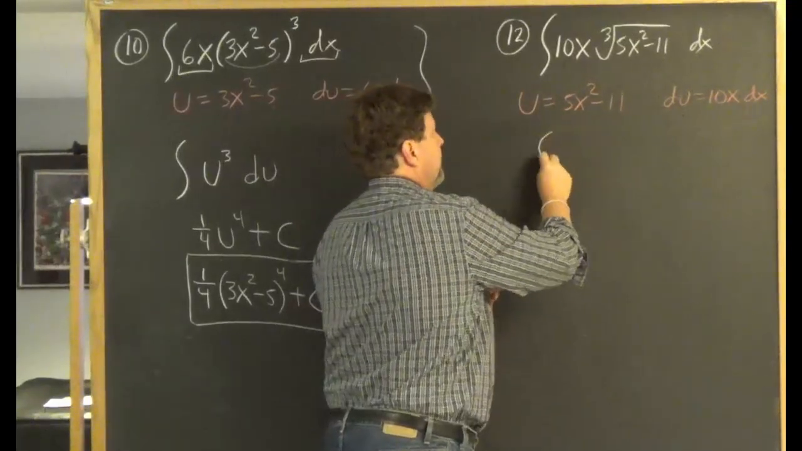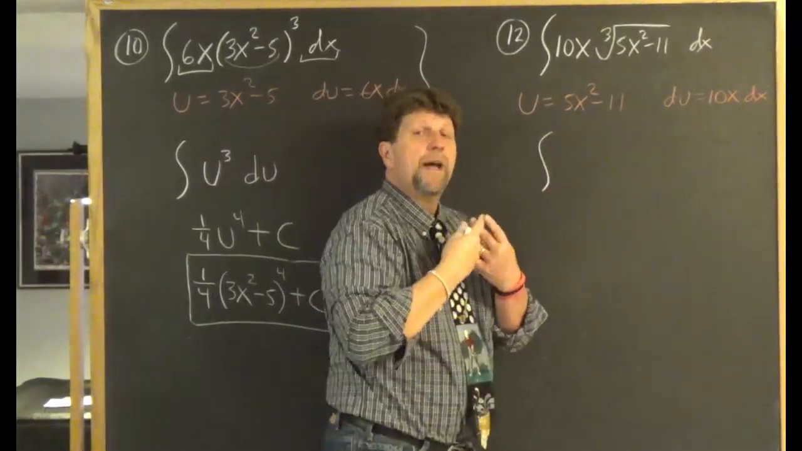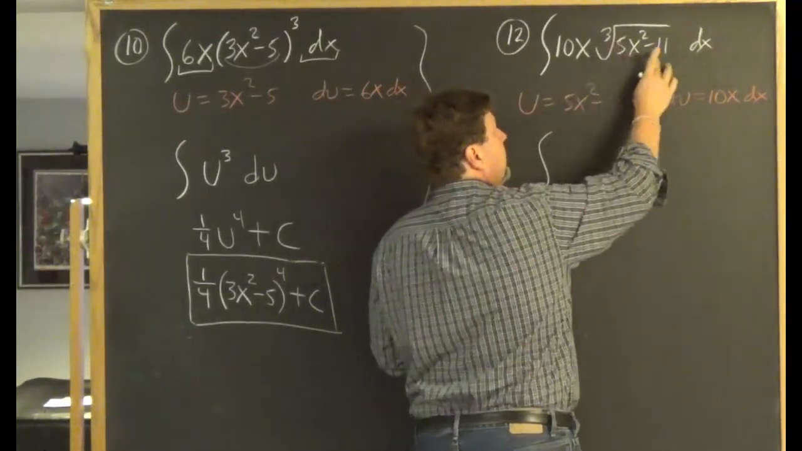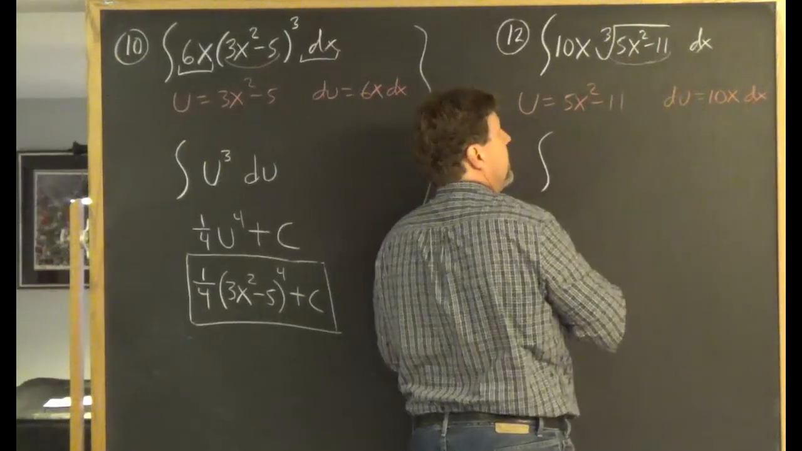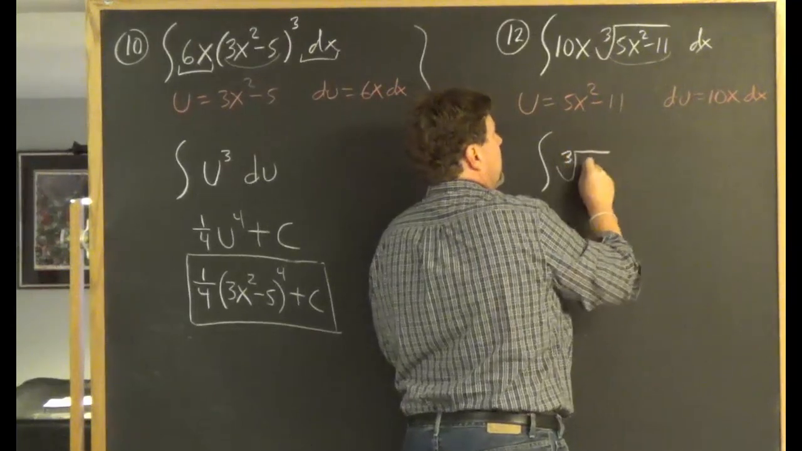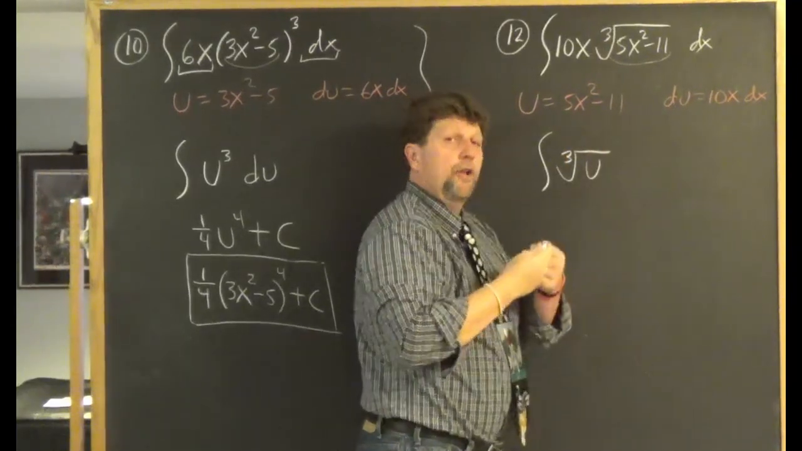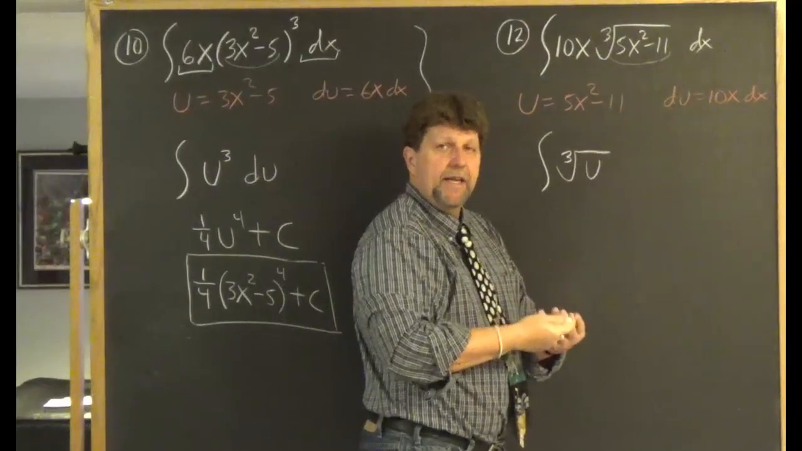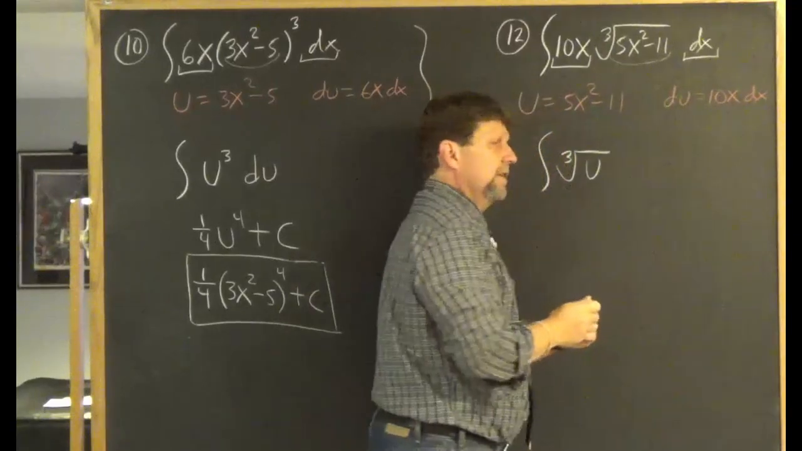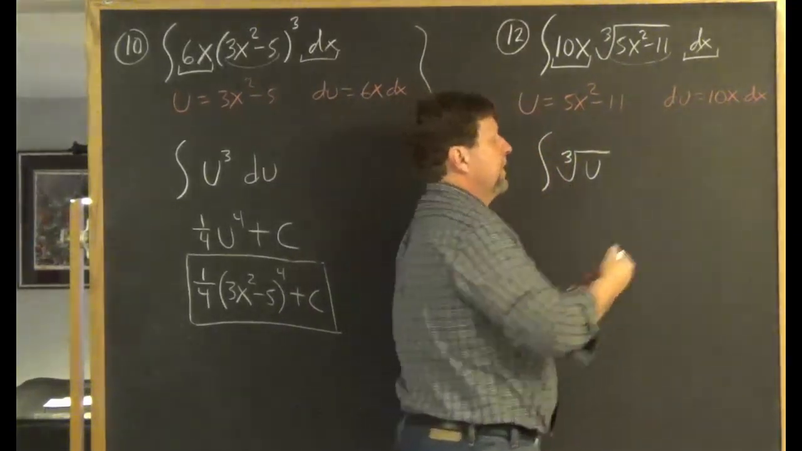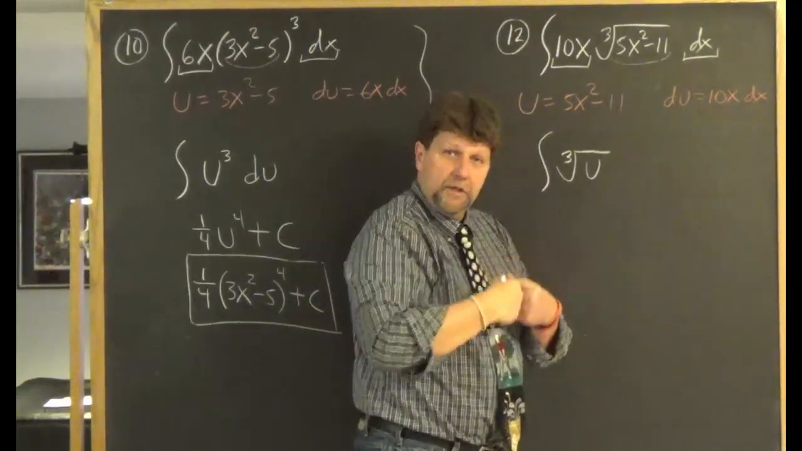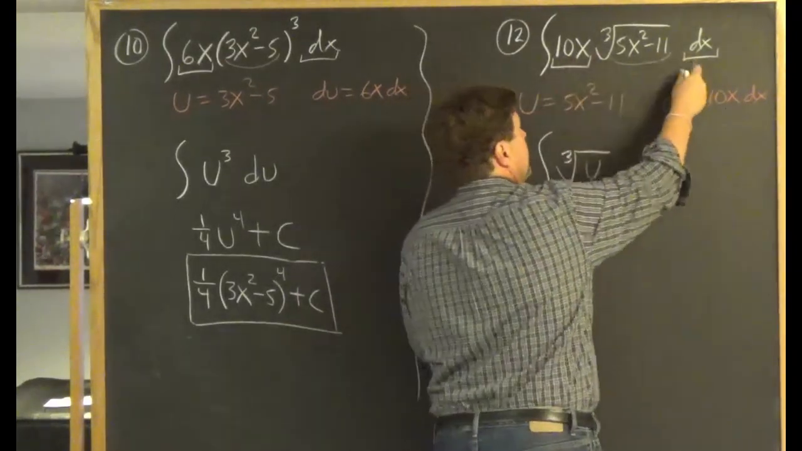Now I substitute. So when I substitute, I always do my u sub first. So u is 5x squared minus 11. There's u. So when I substitute u in there, I'm going to have the cube root of u. And then I look at what do I have left to take care of. Well, I have a 10x dx still left over to take care of. Well, 10x dx is exactly equal to du, so I substitute du in for the 10x dx.